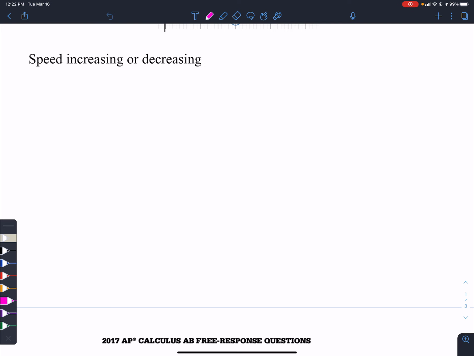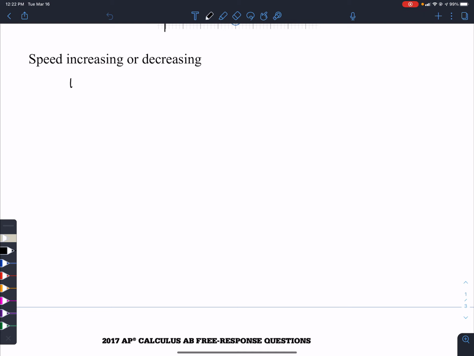The next concept you'll see in these questions is about the speed increasing or decreasing. A common mistake that people make is they'll take a look at the acceleration, and they'll say if the acceleration is positive, the speed is increasing. If the acceleration is negative, the speed is decreasing, but that is not correct.